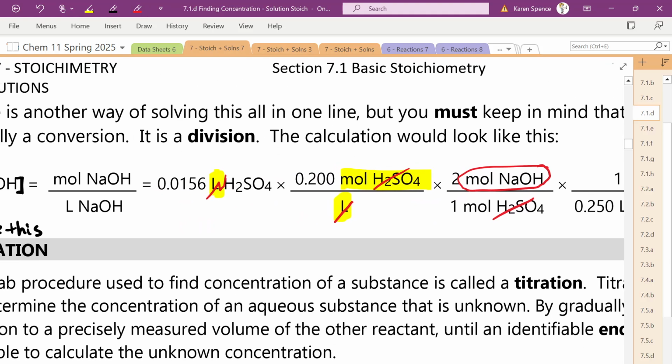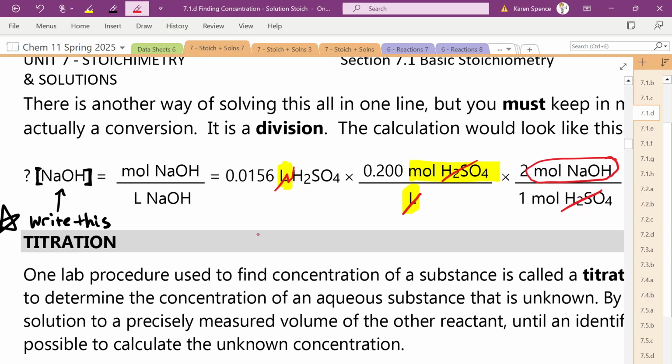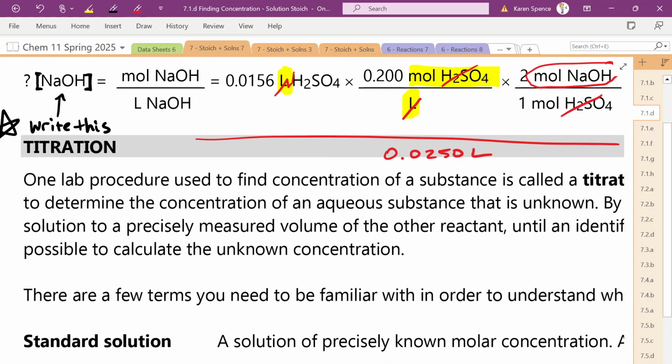Or you could put all of this over 0.0250 liters, and you could do it like that. I find that's just really awkward and requires a great big huge line, and I don't like doing that. But some people do, and I won't argue with you if you do. Okay?